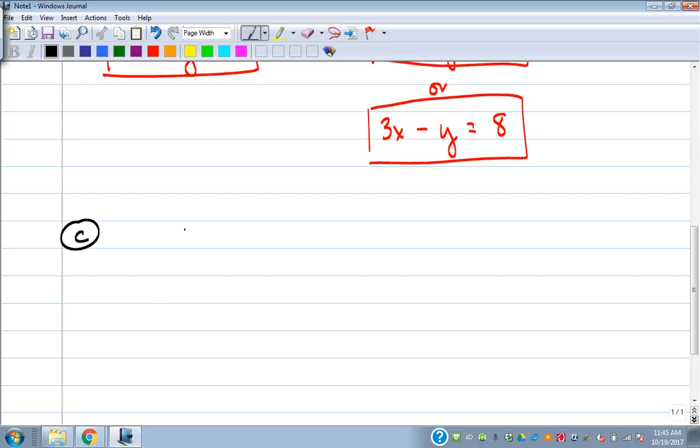Let's say we had y equals 1/4 x. Make that a -1/4 x plus 5. All right, so we're going for standard form. So we want x and y on the same side. So how do I get x on the other side? Add 1/4 x to the other side.